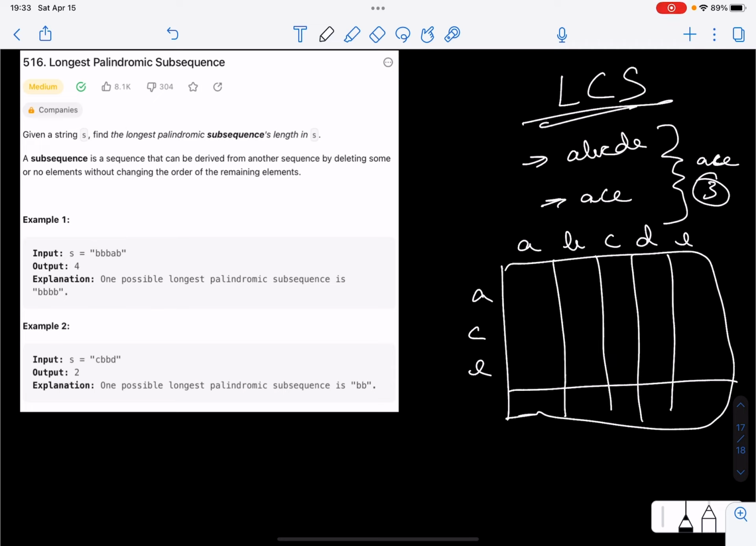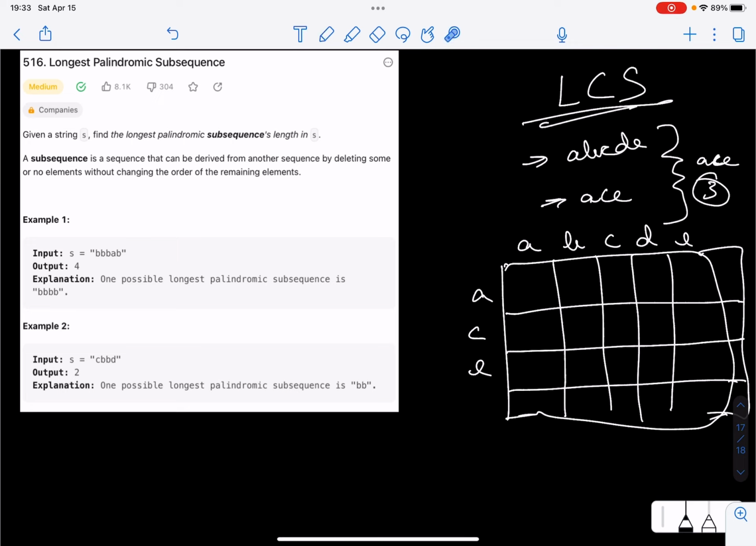And the idea over there was, let's say we first begin over here. So we see we have A and A. Essentially being at this particular cell means we are trying to find the length of the longest common subsequence between this substring and this string. And each cell represents the length of the longest common subsequence between this string and this string. So at this cell we notice the two characters A and A.